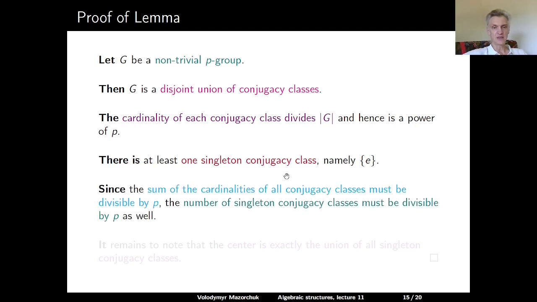But the sum of the cardinalities of all conjugacy classes must be a power of p, so it's divisible by p. So it means that the number of singleton conjugacy classes must be divisible by p as well, because all non-singleton conjugacy classes have cardinalities which are divisible by p. And it remains to note that the center is exactly the union of all singleton conjugacy classes. An element is in the center if and only if it commutes with all other elements, which means that if and only if you conjugate it by any other element, you stay at this element.